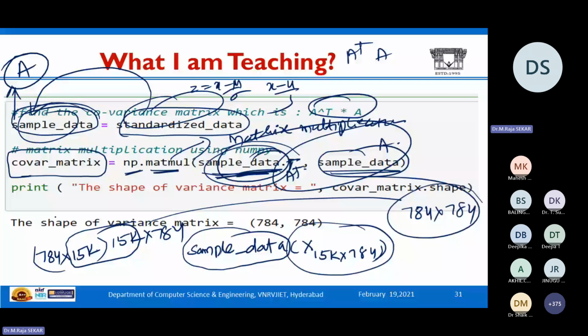My dear friends, my sample_data is 15,000 by 784. sample_data dot T means 784 by 15,000, multiplied by sample_data, which is 15,000 by 784. You will get a 784 by 784 matrix. That is the covariance matrix. Now you are getting a covariance matrix whose size is 784 by 784. Now I have got a square matrix for which I can always calculate eigenvalues, isn't it?